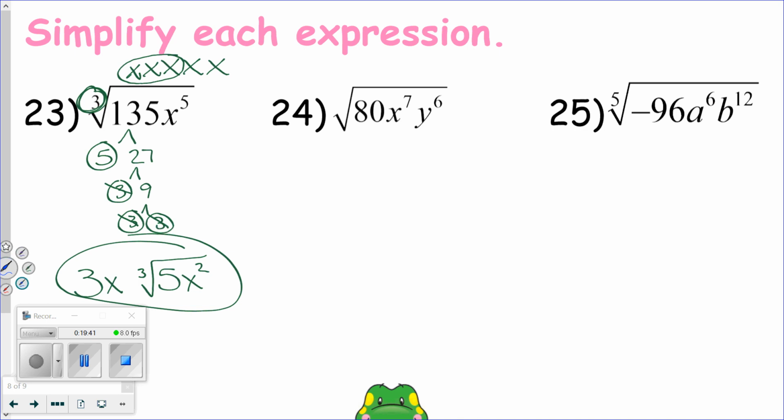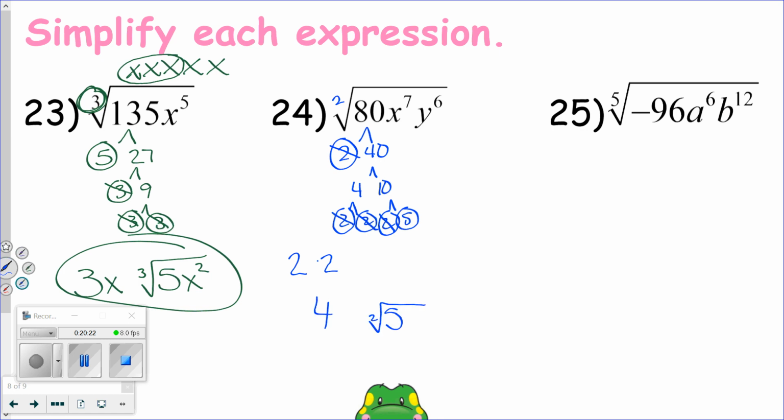All right, 24. What's my index number? 2. We've done 2s a lot. Square root of 80? Is it pretty? Let's do our factor tree. It's not pretty. How many do I need to be in a group? I need 2. So there's one group of 2, another group of 2s, and I have a leftover 5. So I have a 4, and then I got a leftover 5.